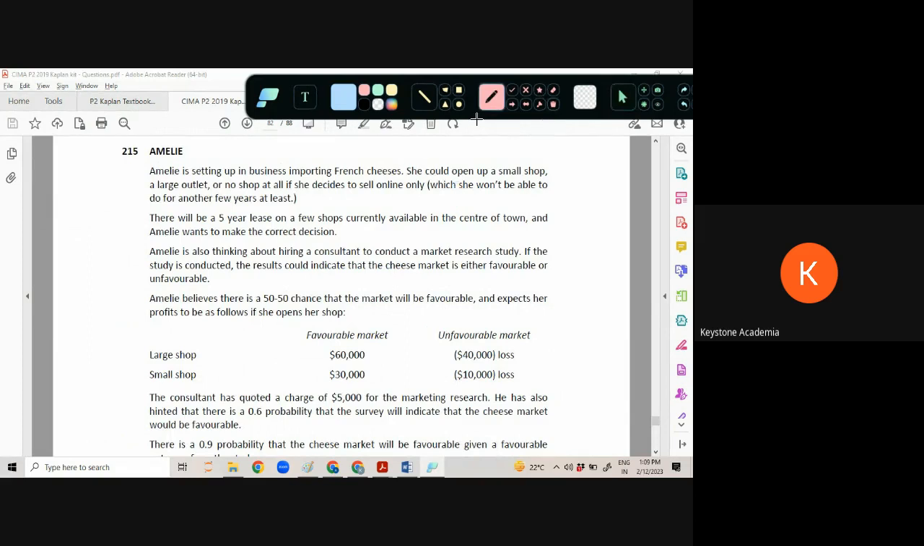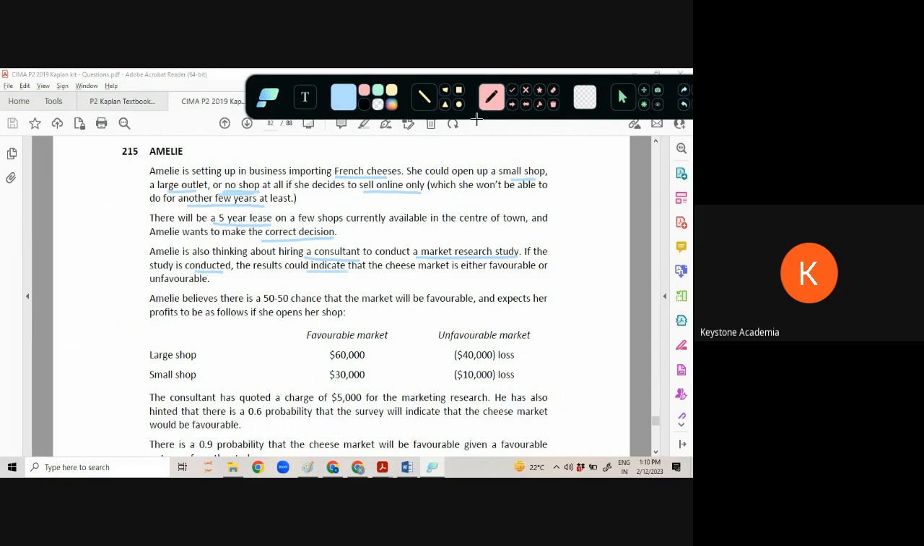Okay. Amil is setting up a business importing French cheese. She could open up a small shop, a large outlet, or no shop at all. Okay, so there is also an option of no shop at all. If she decides to sell online only, she won't be able to do so for another few years at least. There will be a 5 year lease on a new shop currently available in the center of town, and Amil wants to make the correct decision. Amil is also thinking about hiring a consultant to conduct a market research study. If the study is conducted, the results indicate the cheese market is favorable.